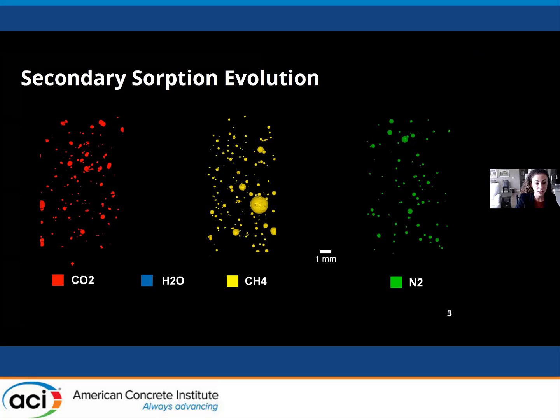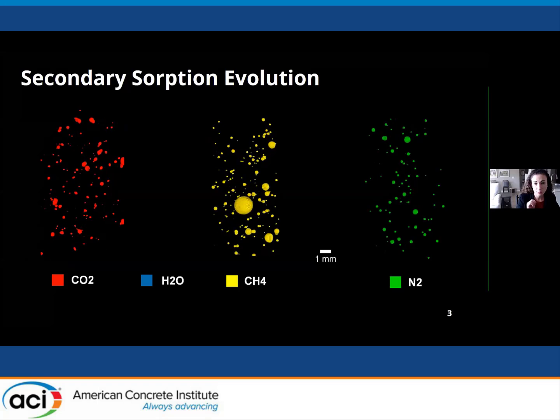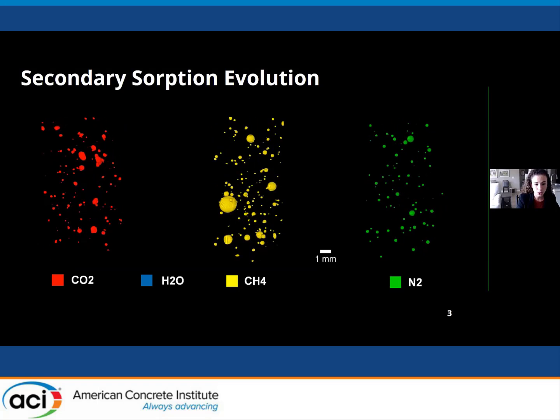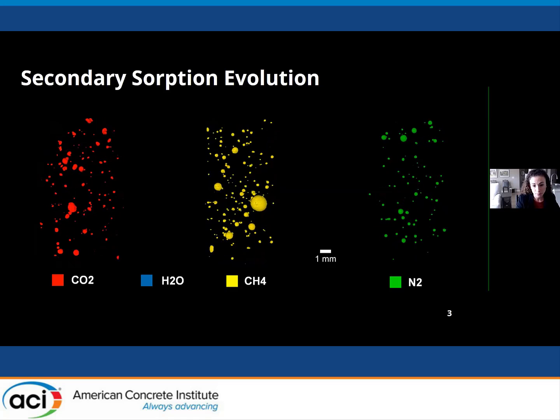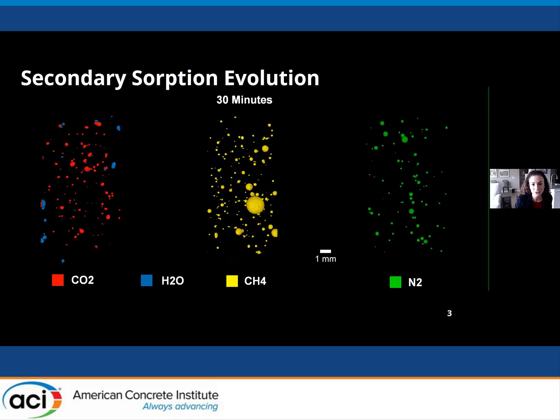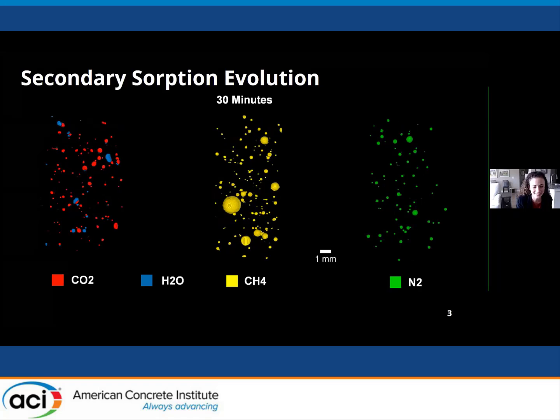And so here in red is CO2, so I've filled the voids with CO2 instead of air. In the middle, I've filled the voids with methane instead of air, and on the right, we have pure nitrogen filling the voids. Right, and I'm going to start this video, and basically what I want everyone to focus on is the transition to blue, which is representative of water. And I'm going to sit back and just let you guys watch this for a second.